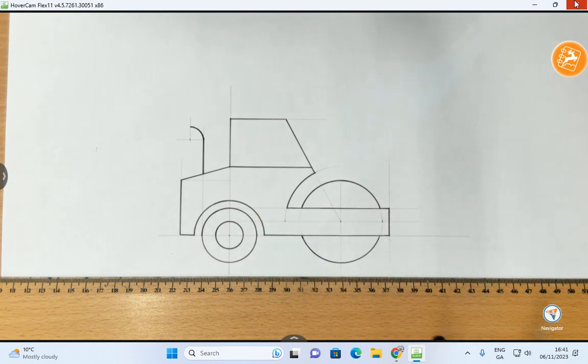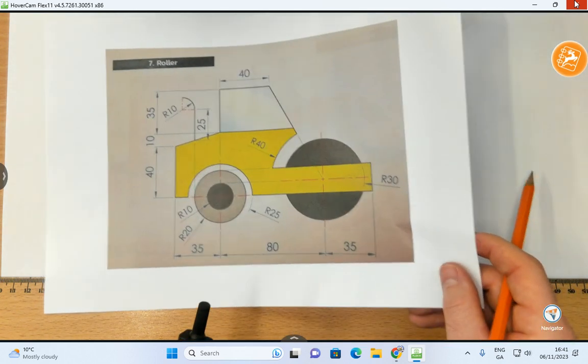Okay, that there, guys, is a steamroller question from the Discover Graphics textbook. Hope you found that helpful.